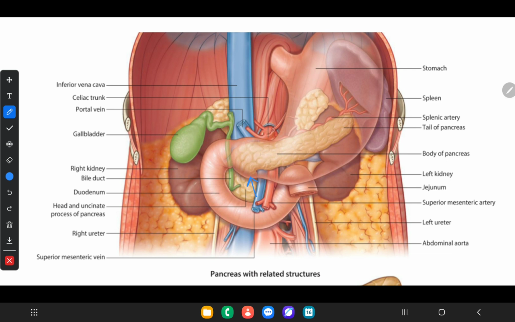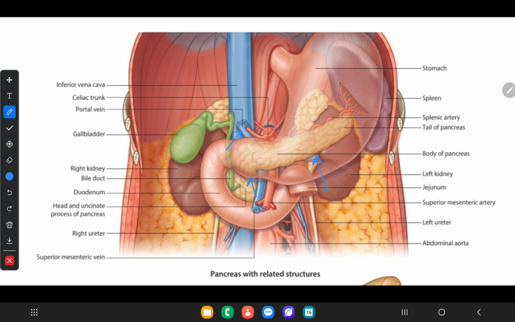Posterior relations are the portal vein. This is the portal vein. It is a posterior relation to the neck of the pancreas. It is formed by the superior mesenteric vein and the splenic vein together, which form the portal vein behind the neck of the pancreas. So it is an important relation, and remember that as well.